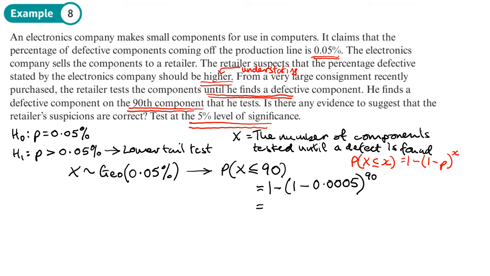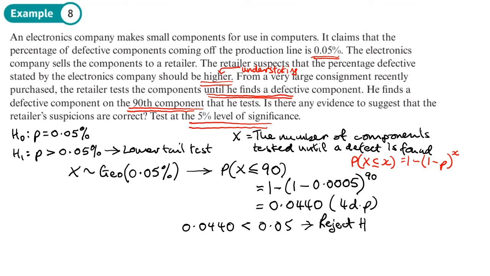So work this out in the calculator. So 1 minus 0.0005, so we need to be careful typing that in, to the power 90, and what we get is 0.044, so that's 4 dp. We now compare our calculated probability with our significance level, which is 5%, so that's going to be 0.05. We can see what we've calculated is less than 5%, which means that we reject H0.